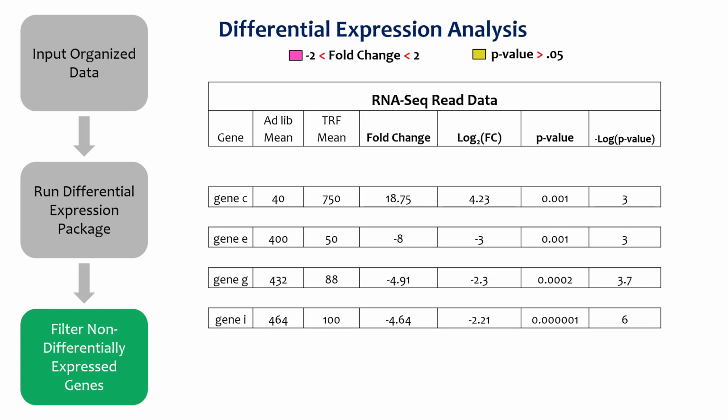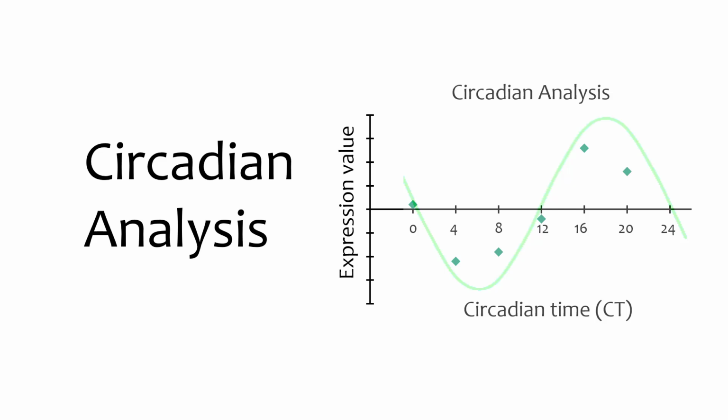After this step, the significant gene list is considered to be an experimental result and can be investigated further through a concept called gene ontology. In addition to differential expression analysis, circadian analysis can be applied to discover the complete set of rhythmically expressed genes and compare which genes are rhythmic under different conditions.